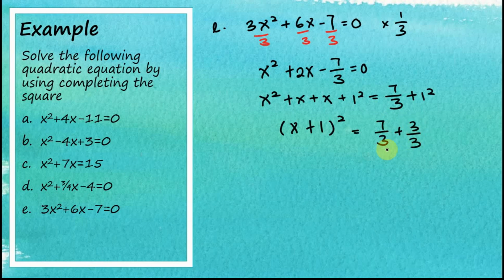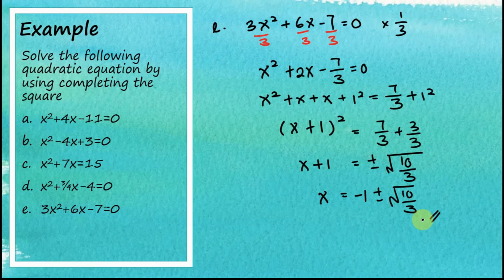To solve the fractions, we need to have the same denominators. To eliminate the square, we apply square root, so it becomes positive negative square root. Okay, 7 plus 3 becomes 10, and this is 3. Okay, so therefore my x is equal to -1 plus minus the square root of 10/3.